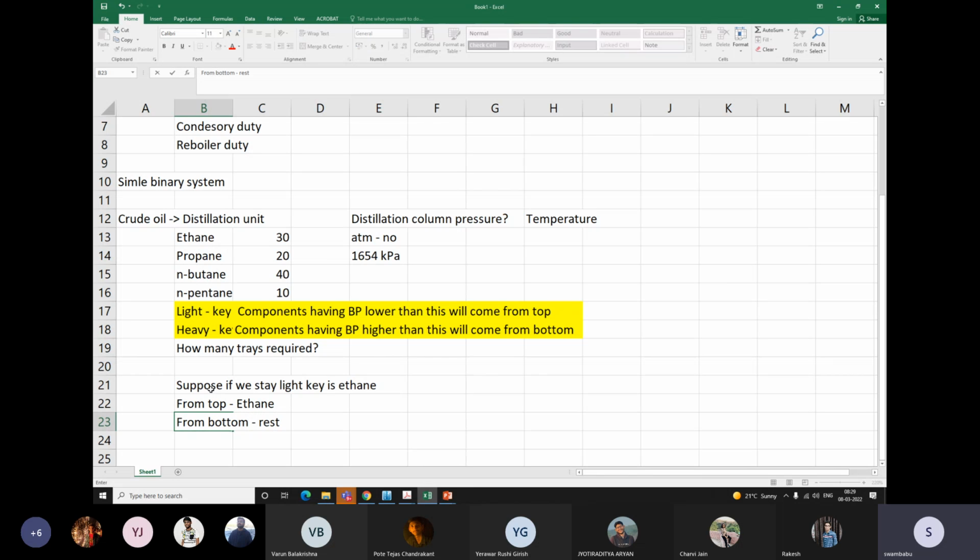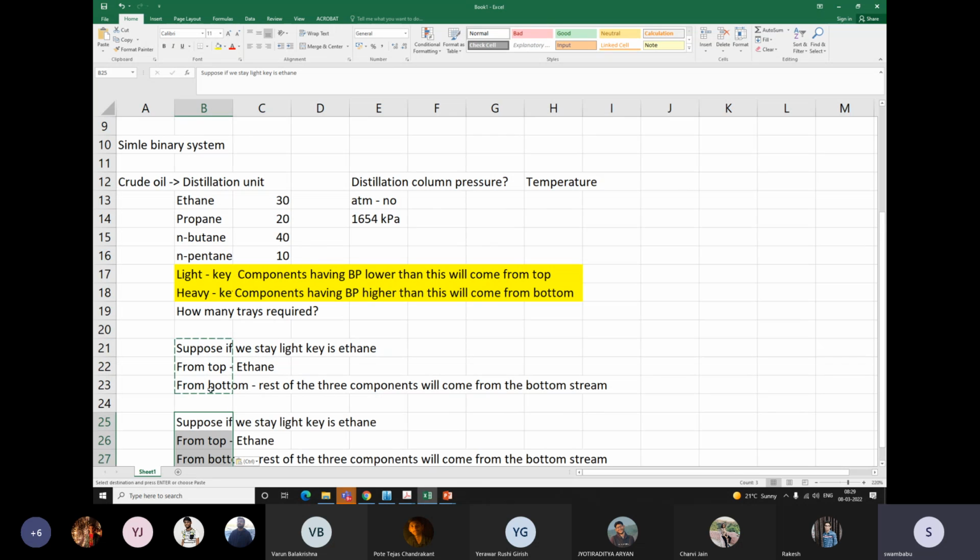Of course, some portion of these components will be there, but predominantly ethane will be there. The rest of the three components will come from the bottom stream. I hope you're able to follow. When you have a multi-component system, we have to define light key and heavy key, and the significance of that is this. I'll just rewrite so that you may understand better.